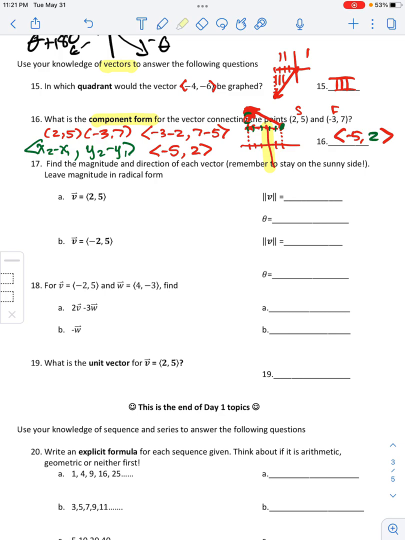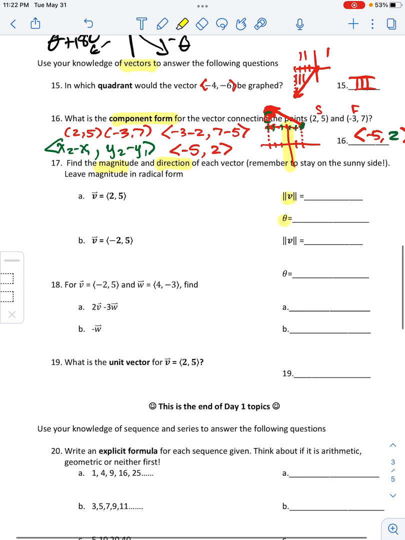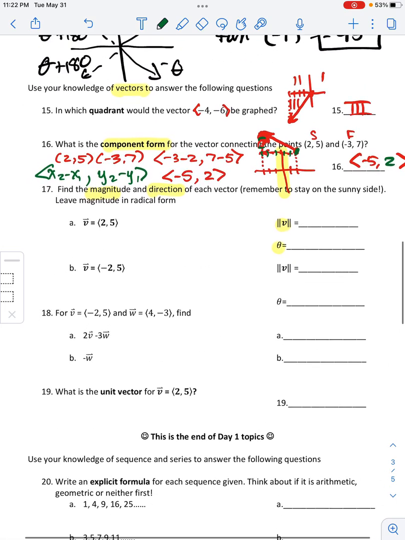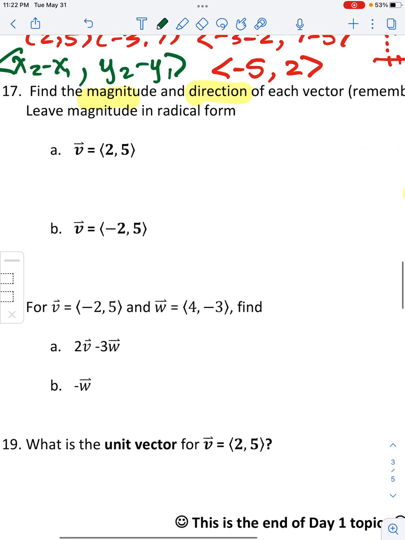Okay, concepts that come next. Magnitude, direction. This is the notation for magnitude, and direction is asking for the angle. I would like my voice back. So here we go. 2, 5. That's in component form. So it means you're going 2 to the right, up 1, 2, 3, 4, 5. So here's your vector. You are on the sunny side.